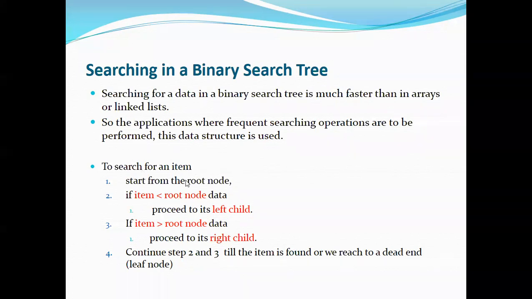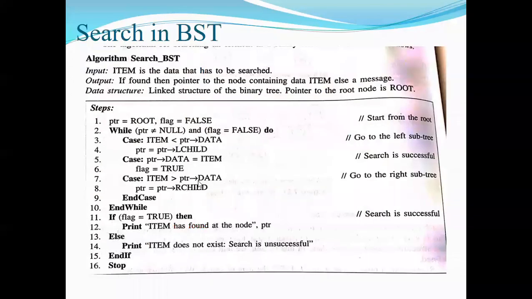To search for an item, we will start from the root node. If the item is less than the root node, we will proceed to the left child. If the item to be searched is less than the root node, then it is sure we have to go to the left side. If the item to be searched is greater than the root node, then proceed to the right child and continue the steps 2 and 3 till the item is found or we reach a dead end. We will repeat these steps until we find the item or until we reach the leaf node. In such a way we can do searching.